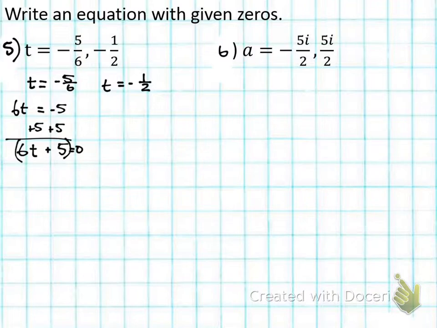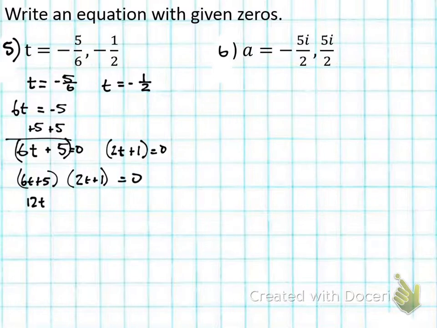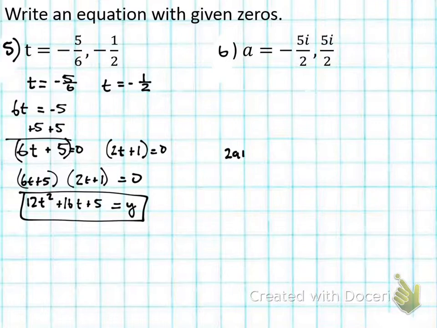Okay. I want you to do the same thing here for the second one. And you're going to multiply it out and give me your final answer. Go. I'll give you about a minute and a half. So number 5, you should have had this binomial, so we're going to multiply these out. 6t plus 5 times 2t plus 1, and your final answer is that. Okay. That's it for number 5. Any questions on number 5? Most of you got it right.